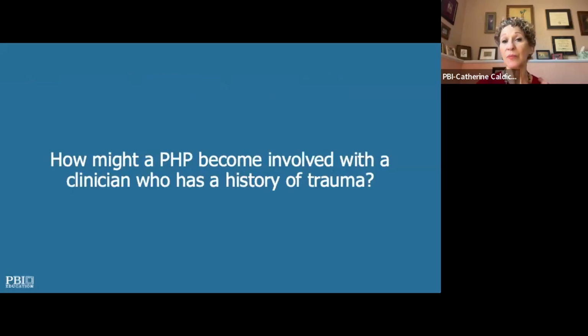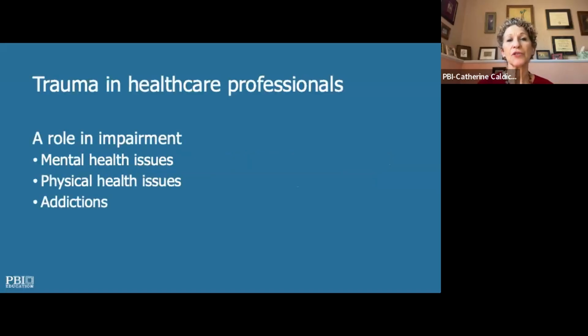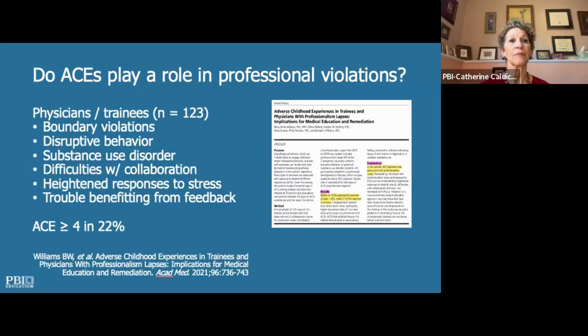Okay, so how might a PHP become involved with a clinician who has a history of trauma? I've already described the elevated prevalence of mental and physical health conditions among clinicians who have a history of trauma. And some of those conditions could render them impaired, in which case they may self-refer or be referred to a PHP. In other situations, a clinician may come to the attention of their regulator because of some sort of professional violation. And there is research to suggest that ACEs play a role in professional violations.